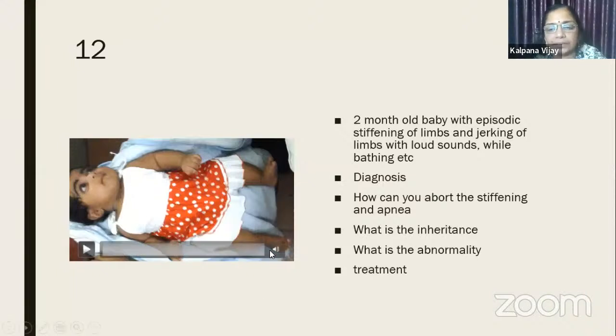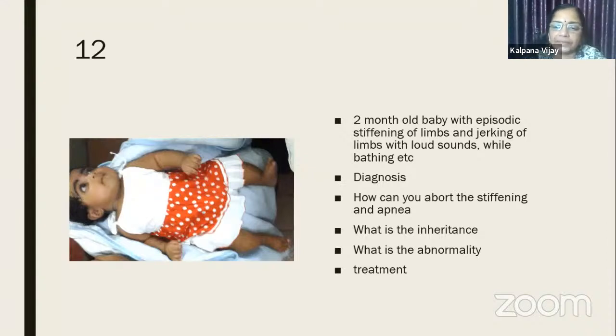And what is the inheritance? What is the inheritance? Any other response other than autosomal recessive? It is actually autosomal dominant. So when the mother or father is affected, the child may be affected.